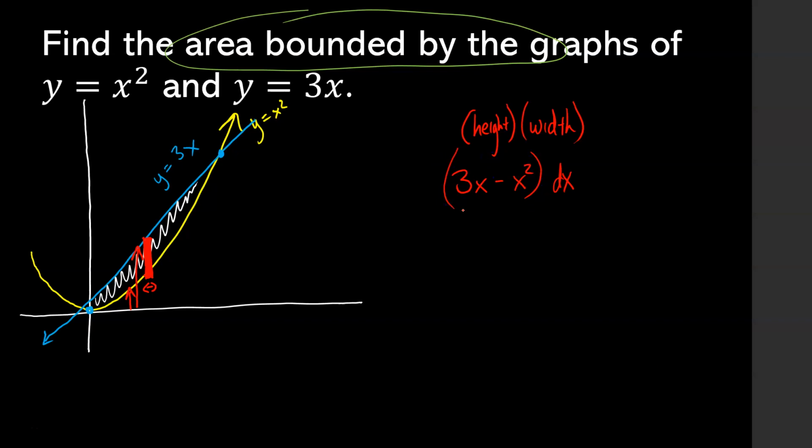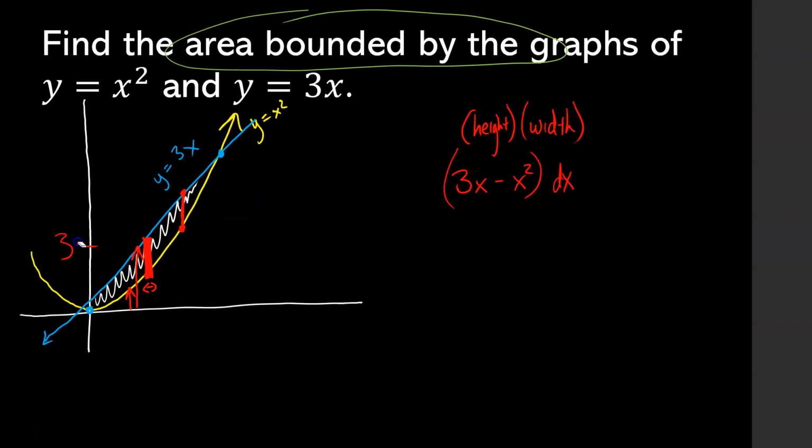Okay. Why is it 3x minus x squared? Well, let's think about this. Let's just make up some numbers. Let's say this had a y value of 4, and this y value was 3. That's pretty obvious that the distance between these two spots is 1 unit. Okay. How do we get that? We went 4 minus 3, top minus bottom.